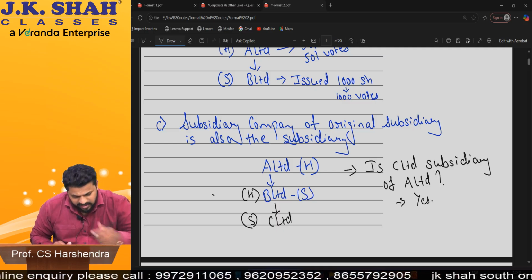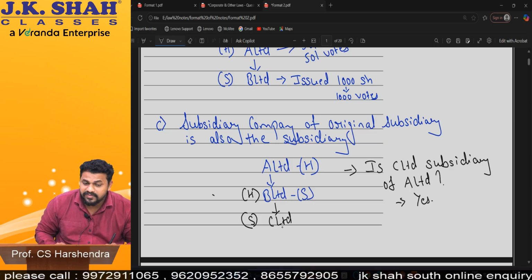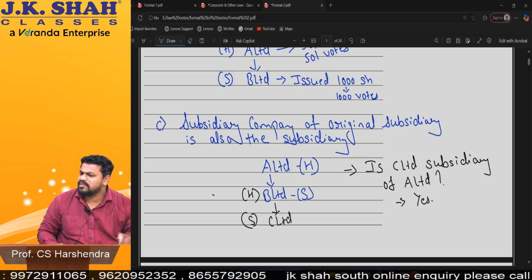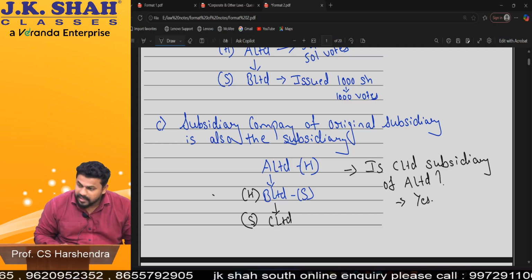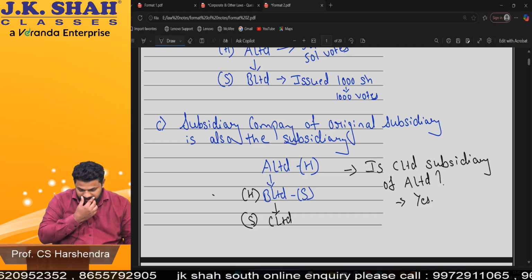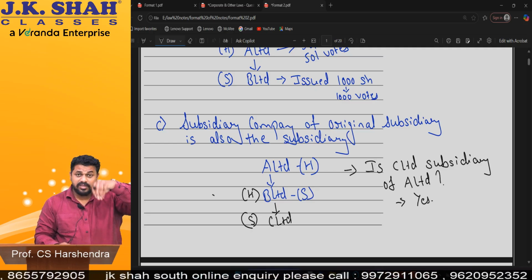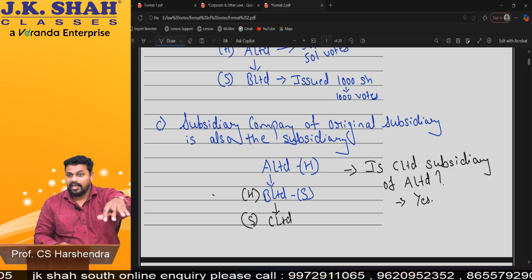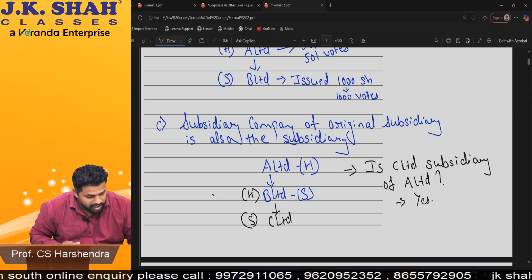Key point, very simple. A Limited is the holding company of B. B is the holding company of C. So basically A Limited is the holding company of C Limited. Simplest point. Understood? Because we are studying on the basis of control. Now A is controlling B, B is controlling C. So who is indirectly controlling C? A. Everyone understood?